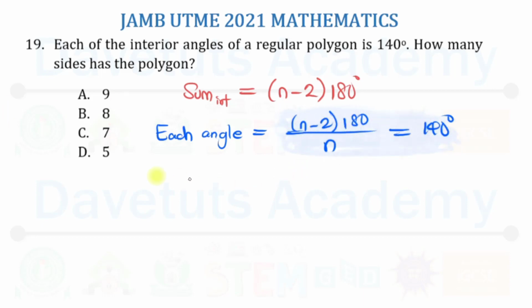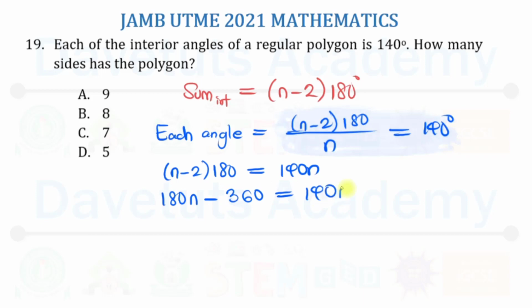If we want to get it out, we can just cross multiply, and we have n minus 2 multiplied by 180 is equal to 140n. If you open up the bracket, 180 times n is 180n, minus 2 times 180 is 360, is equal to 140n. So if 140n moves to the left hand side, we have 180n minus 140n is 360, because it will be positive in moving to that side.